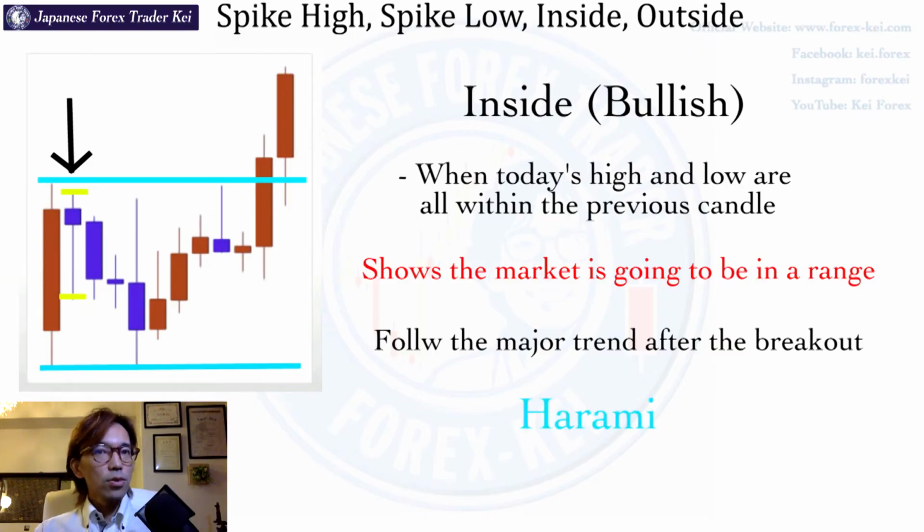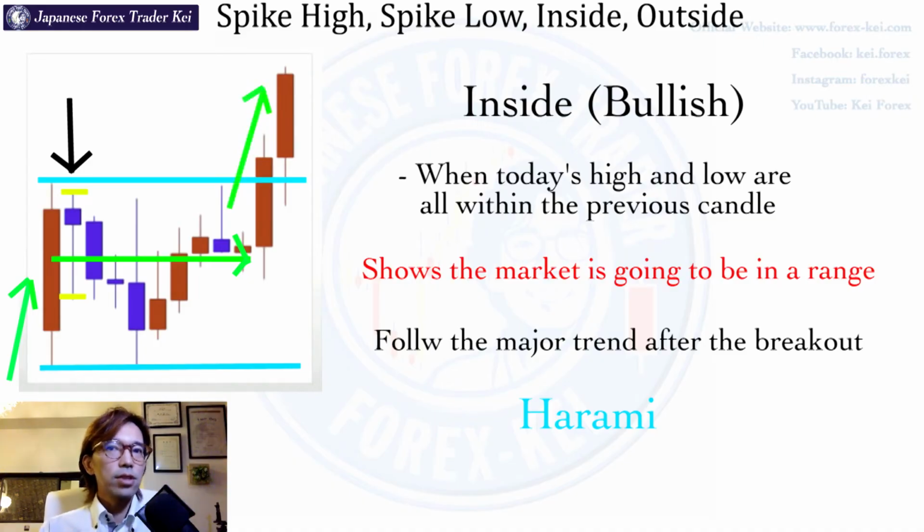And what this shows is that the market is going to be in a range after this. It shows that consolidation is going to happen. For example, if there was a bullish trend before, and you see this inside, then you can expect the trend will stop and the market might go into a range. And how you can trade if you see this inside is when the price breaks out in the direction of the major trend, then that shows the trend continues.